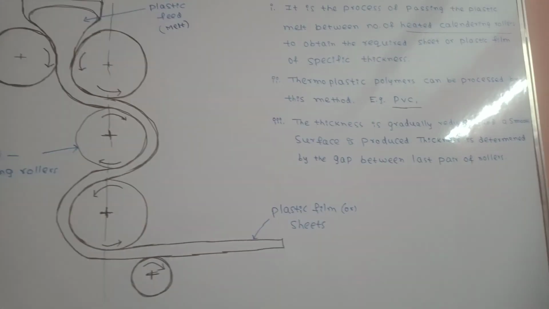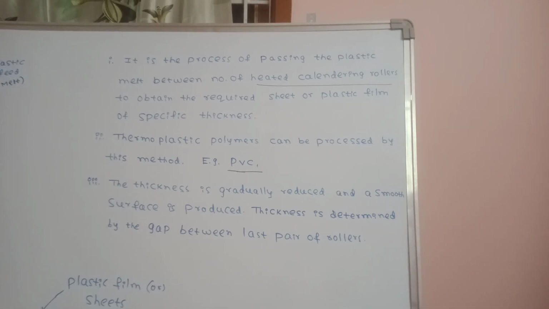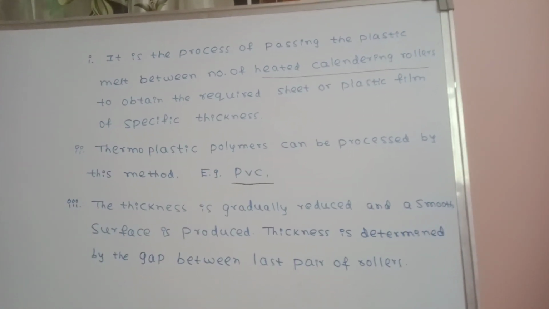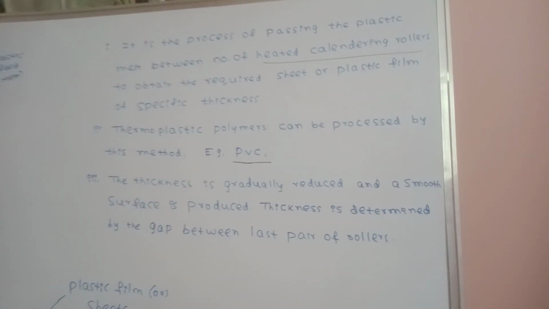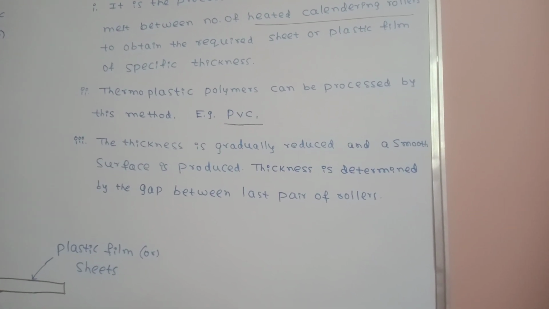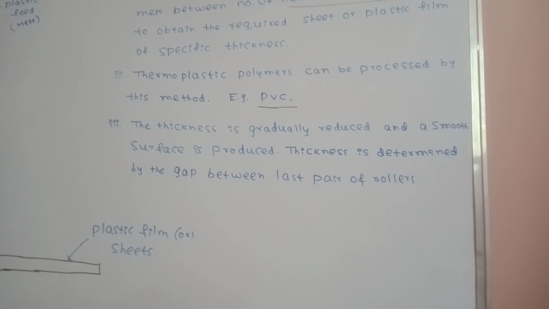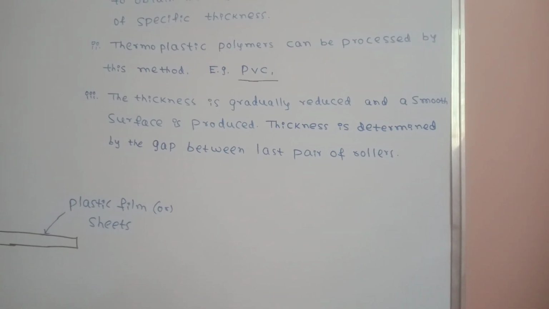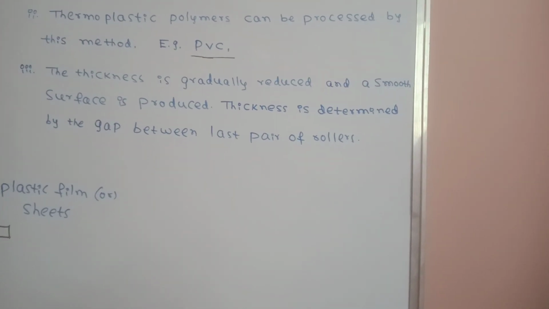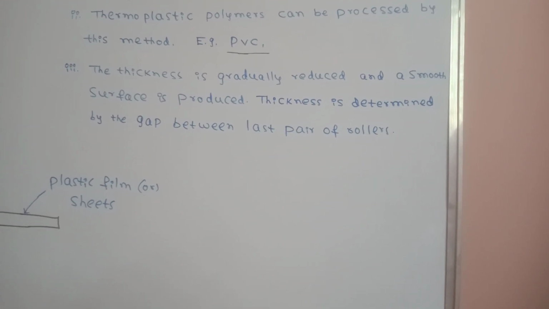So here we can see a few points about this method. It passes between the heated calendering rollers to obtain a sheet of required thickness. Thermoplastic polymers can be processed by the calendering method. An example is PVC. The next point: the thickness is gradually reduced and a smooth surface can be obtained by this method, calendering.